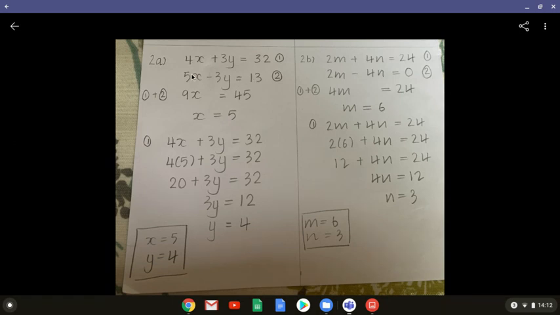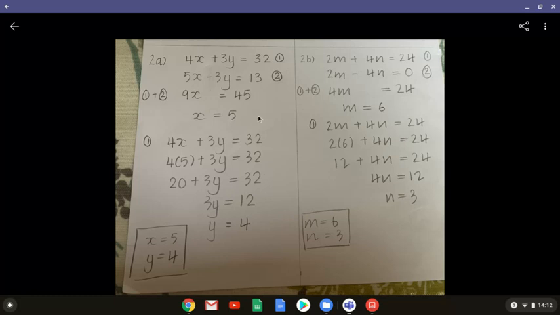So 4x plus 5x equals 9x. Right, so here's the important part. So I've got 3 plus minus 3. Well, if we're adding a negative, that's just the same as subtracting. So we're essentially doing 3y minus 3y. And 3y minus 3y is 0. So I'm just left with 9x, and then 32 plus 13 is 45. So 9x equals 45. Divide both sides by 9, x equals 5.